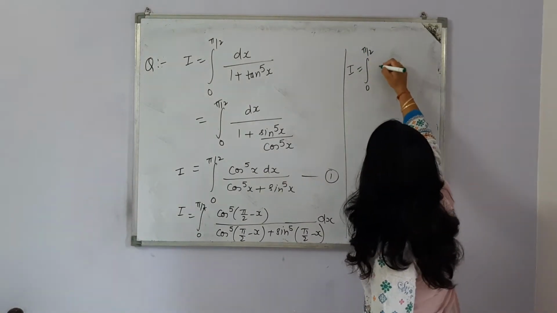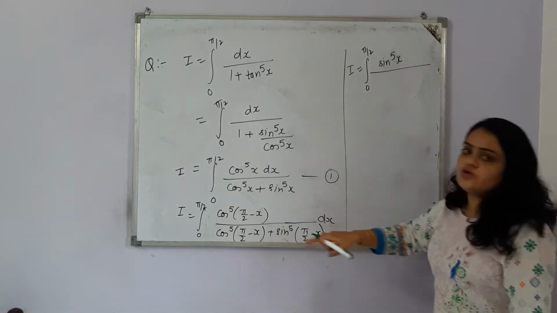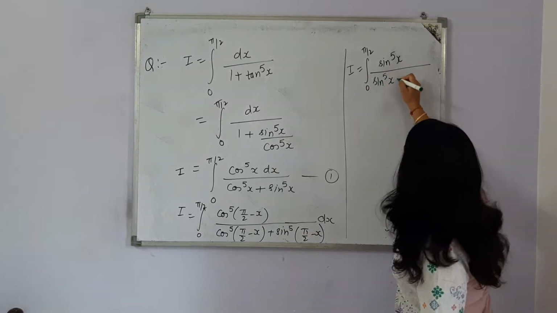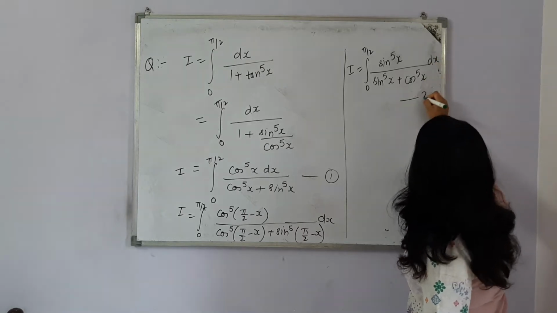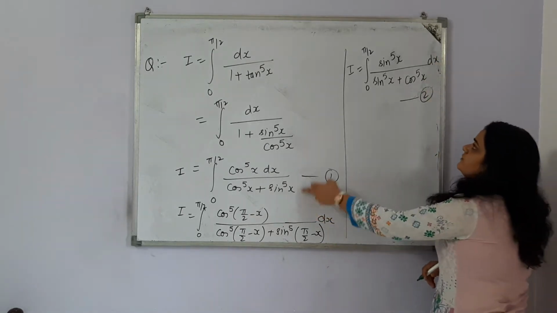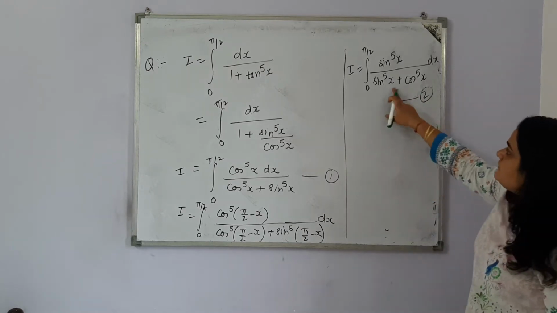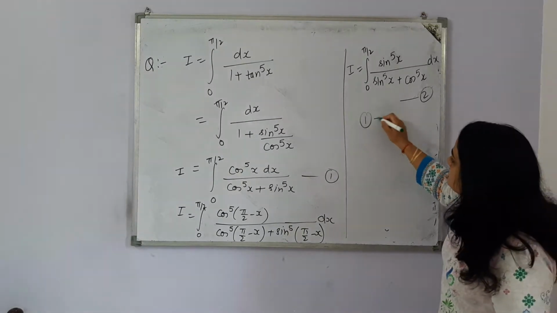0 to pi by 2, which is sin raised to power 5x, and again cos(90 minus x) is sin x, and sin(90 minus x) is cos x. Take it as 2. Now what you are watching, the denominator is same: cos 5x plus sin 5x or sin 5x plus cos 5x. The denominator is same.